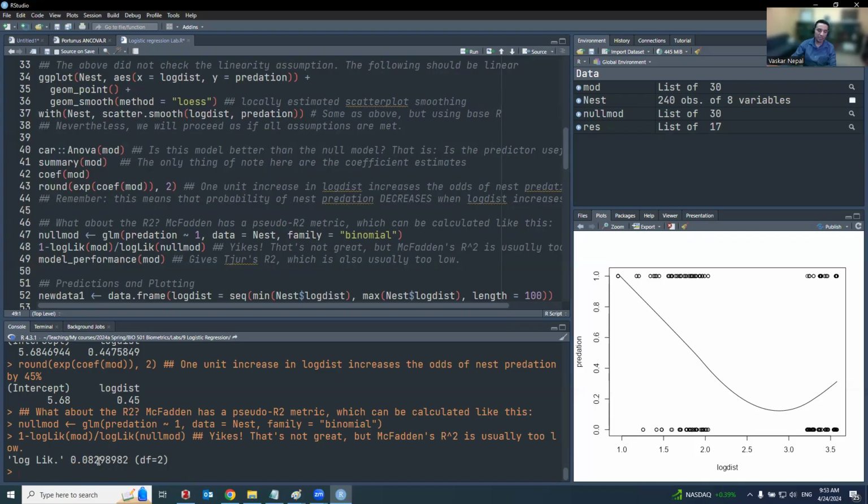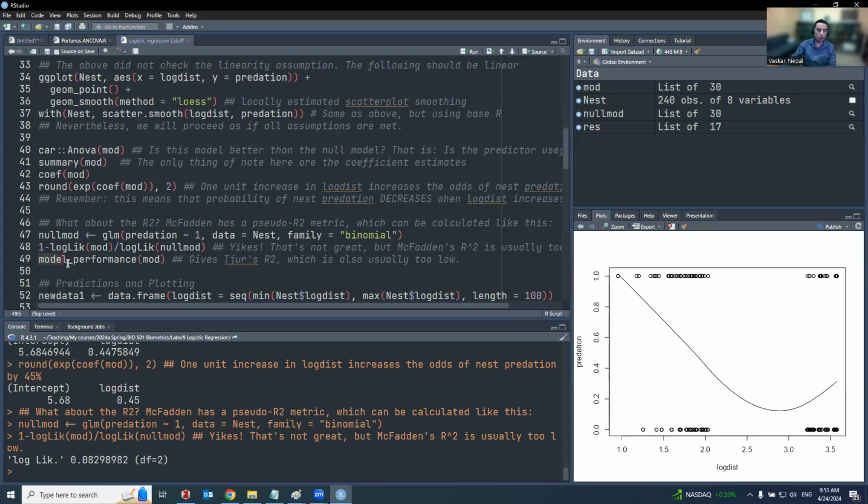That's not very good. That's not very good at all, right? But we know that McFadden's R-squared, which is what we are calculating here, is usually too low anyway. So R-squared values in general for generalized linear models are not very good to look at. We do not have very good simple metrics like that.